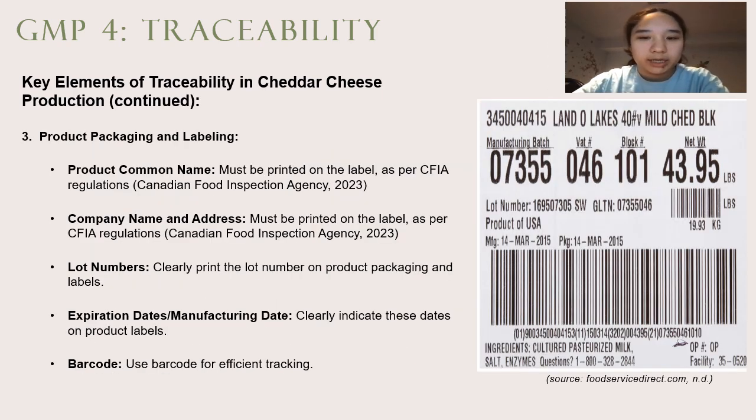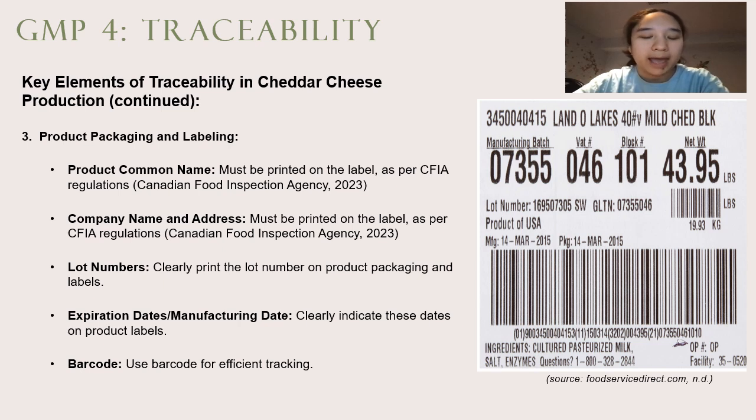So the third key element of traceability in cheddar cheese production lies in the product packaging and labeling. So as per CFR regulations, the following elements have to be on a product label. Those are product common name. Product common name must be printed on the label. Company name and address must be printed on the label as well. Lot number, it has to be clearly printed on the product packaging and product label.